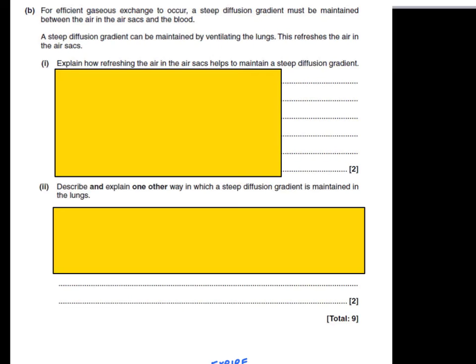out. Now it says for efficient gas exchange to occur, a steep diffusion gradient must be maintained between the air in the air sacs and the blood, so the air in the alveoli and the blood.